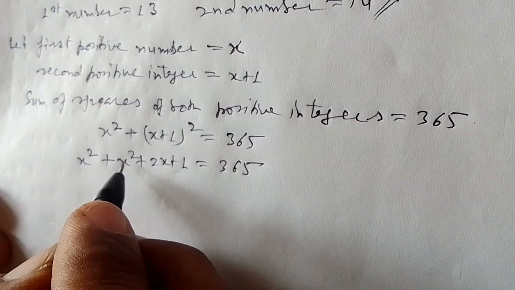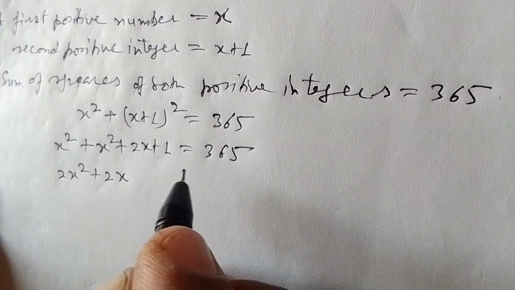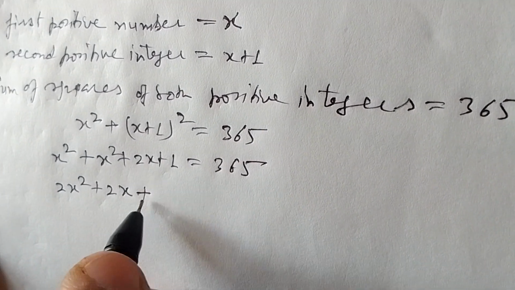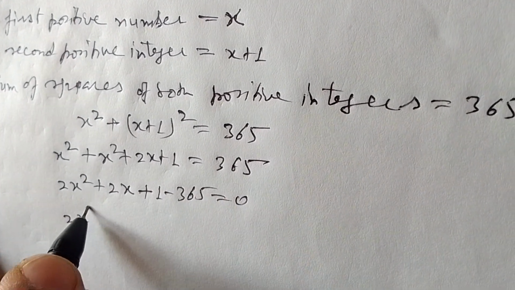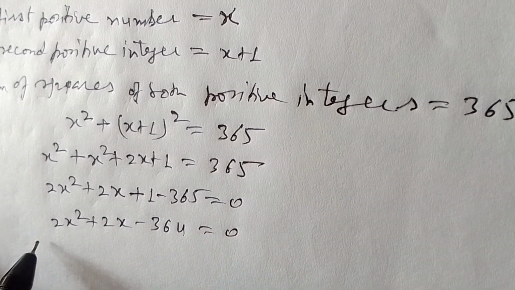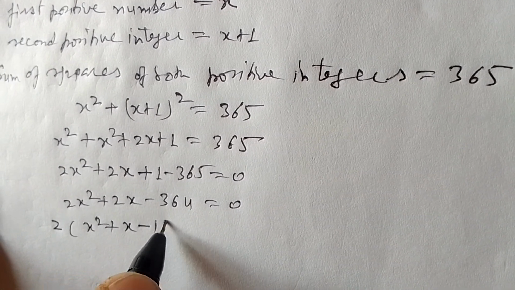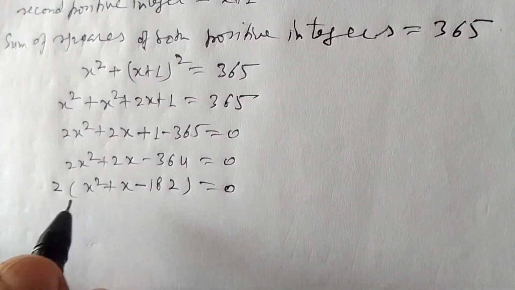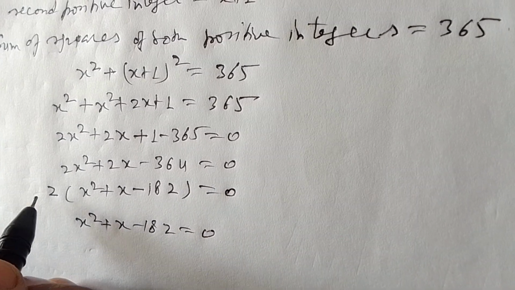So x square plus x square becomes 2x square plus 2x, and we will carry 365 to the other side. It becomes 2x square plus 2x plus 1 minus 365 is equal to 0. So it becomes 2x square plus 2x minus 364 is equal to 0. Further taking 2 outside, it becomes x square plus x minus 182 is equal to 0. So now we will do the simplification of this part.